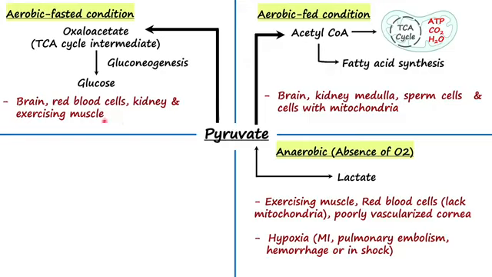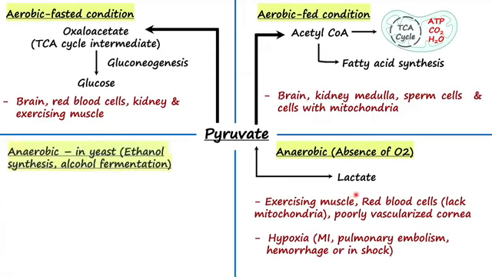And here, just to compare that, here we have seen exercising muscle in aerobic fasting condition also and in anaerobic condition also. So for instance, in aerobic fasting condition, it would be just the initiation of exercising, but during intense exercise, when the oxygen level starts to drop, the muscles switch from aerobic glycolysis to anaerobic glycolysis, where it then converts pyruvate into lactate.